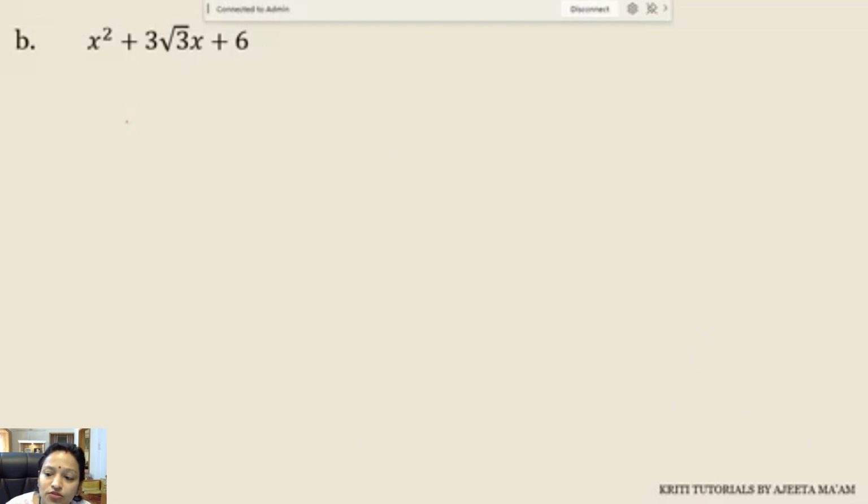Correct? So x square plus 3 root 3x plus 6. Now again we have to do middle term splitting. The coefficient of x square is 1, so 6 into 1 is 6. Now what we have to do? We have to do the middle term splitting for 3 root 3. So we have to take two numbers whose product is 6 but whose sum is 3 root 3.